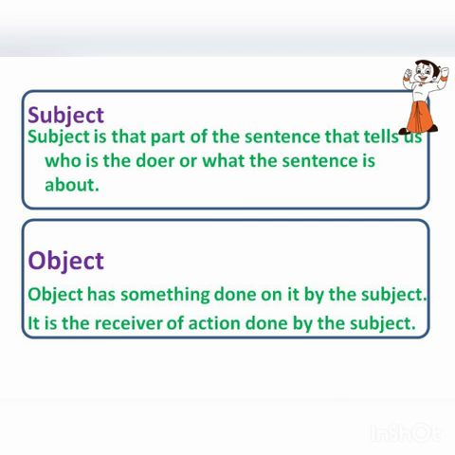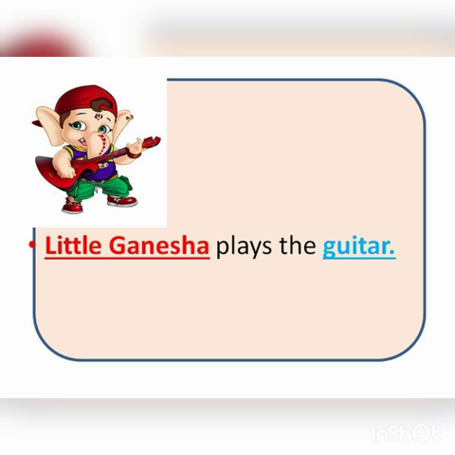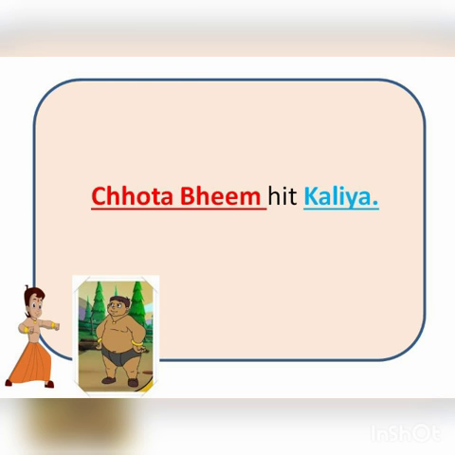Let us look at some more examples. Little Ganesha plays the guitar. Now who is the doer here? Yes, little Ganesha. What is he doing? What is he playing? Guitar. Yes, guitar receives the action by little Ganesha. So, guitar is the object.